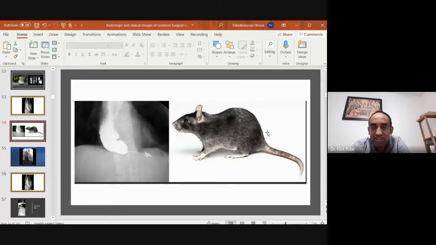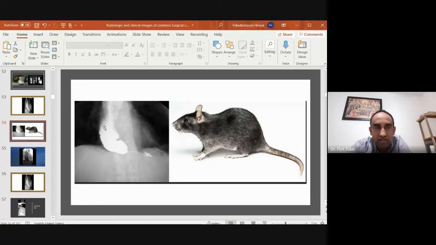And it appears that there is obstruction here, smooth tapering. That's how we describe it. Proximal dilatation with a smooth tapering of the lumen. There is no mucosal irregularity. There is no shouldering, okay? A smooth proximal dilatation. You see, guys, a smooth tapering, no mucosal irregularity.